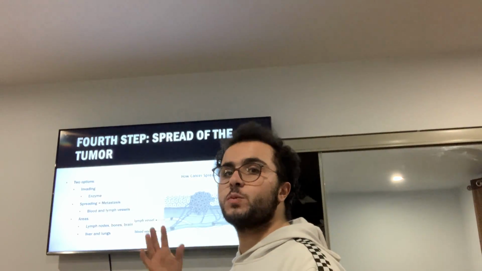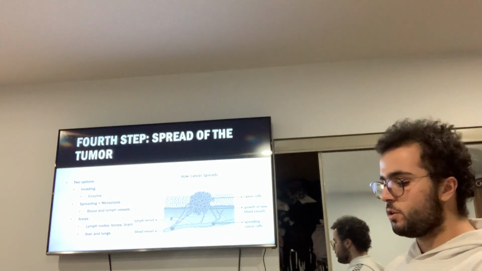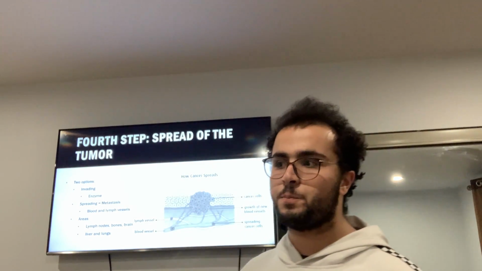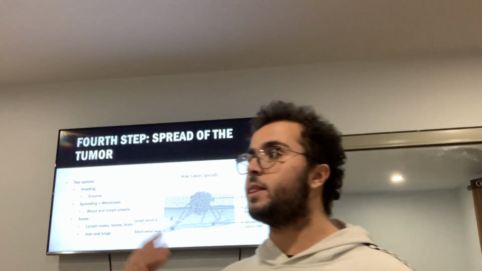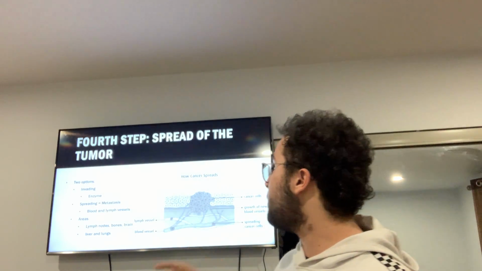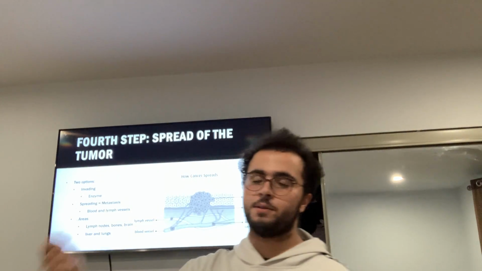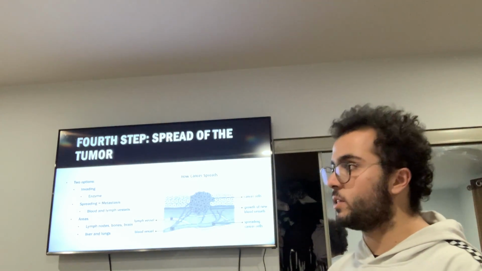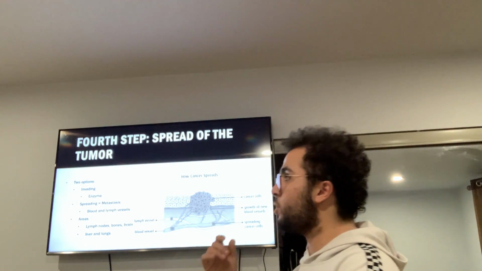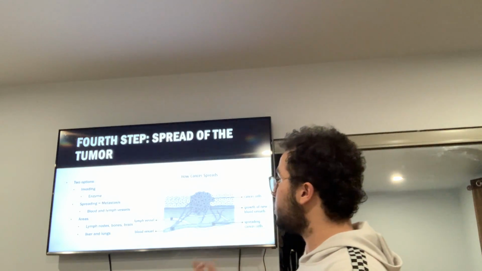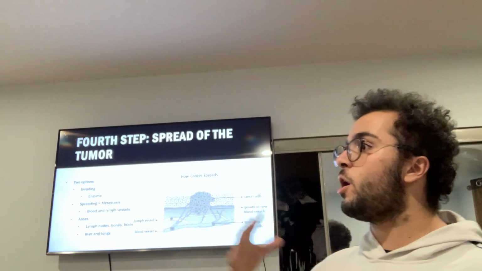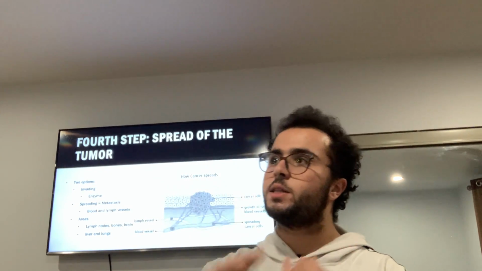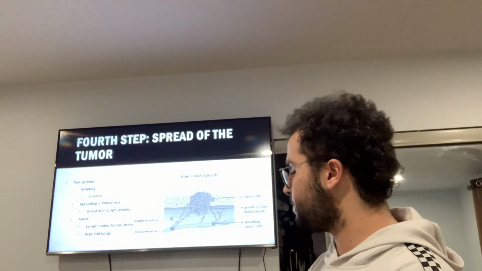The fourth step is the spread of the tumor. A cancer can spread to surrounding tissues by invading them. It can do it by killing the normal cells, producing enzymes that kill them. Also, a tumor can spread cancer cells by the blood or the lymph vessels to other locations to form other tumors that are called metastases.